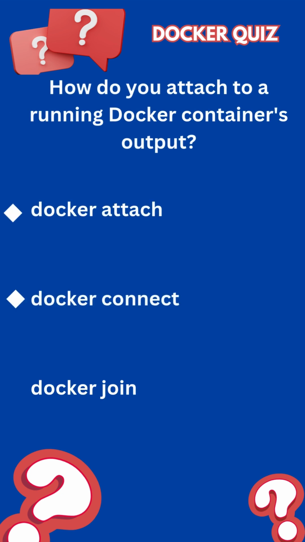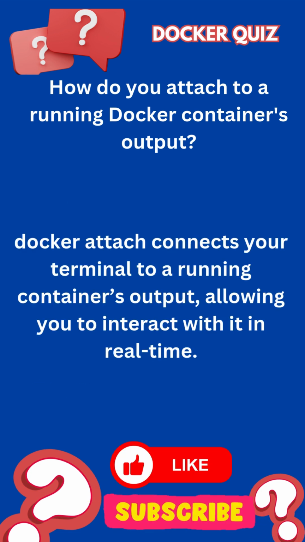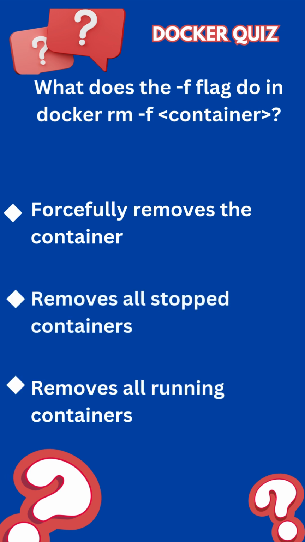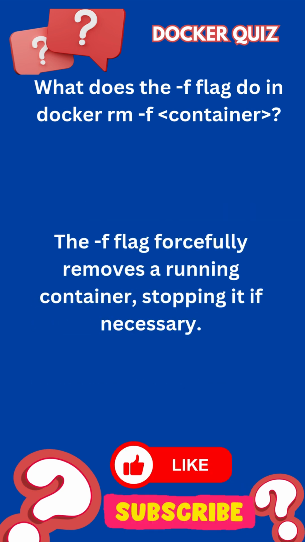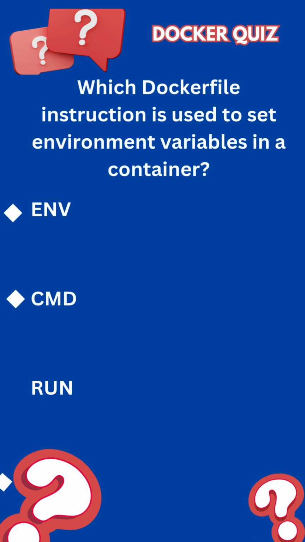How do you attach to a running Docker container's output? What does the -f flag do in docker rm -f container? Which Dockerfile instruction is used to set environment variables in a container?